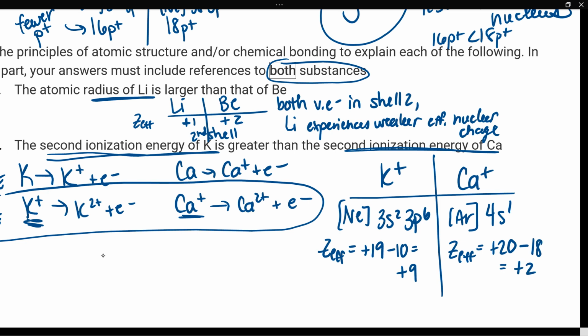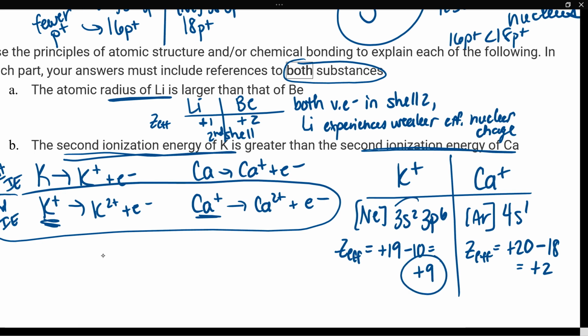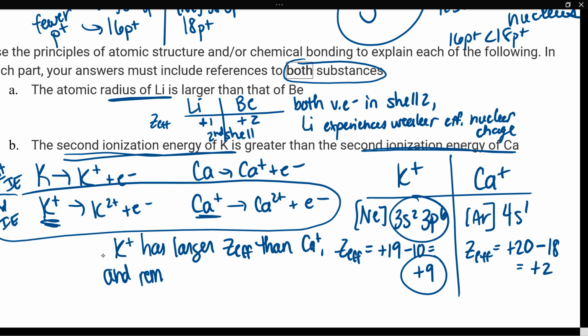So its effective charge is +2. Notice that potassium has a greater effective charge and its electrons are in a closer shell. That's why it has a greater second ionization energy. Potassium has a larger effective nuclear charge than calcium, and you would be removing electrons from shell 3 versus shell 4, sorry, the opposite.